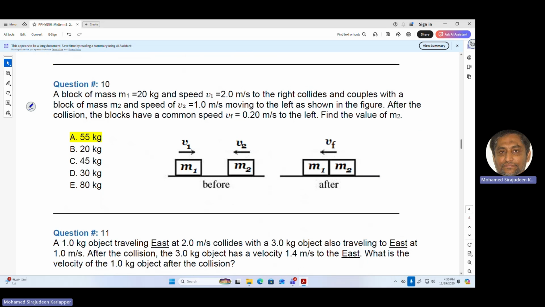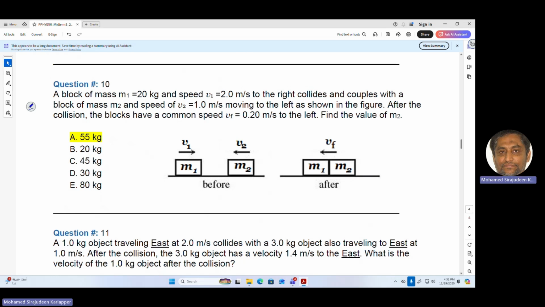Right. Now we come to numerical questions. A block of mass m1 equal to 20 kilogram and speed 2.0 meter per second to the right collides and couples with a block of mass m2. You can see the picture, even if you don't read it, and even the directions are given. So this is what kind of collision? Elastic or inelastic?